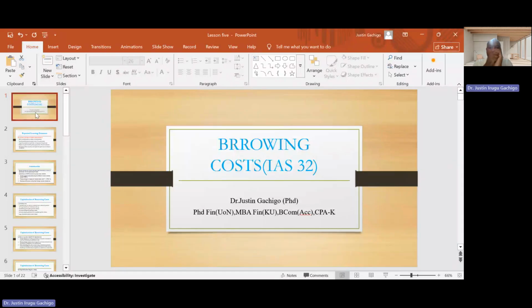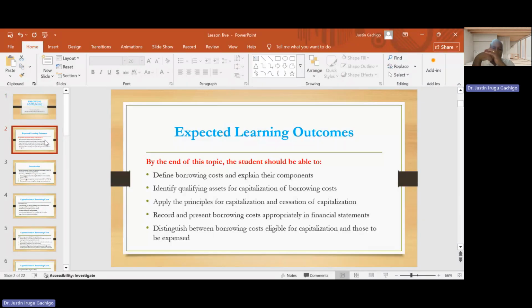Okay, good afternoon. So today I want us to look at borrowing cost. Borrowing cost is normally guided by IAS 23, and our expected learning outcome for this lecture is, number one, we'll be able to define borrowing cost and explain the components.